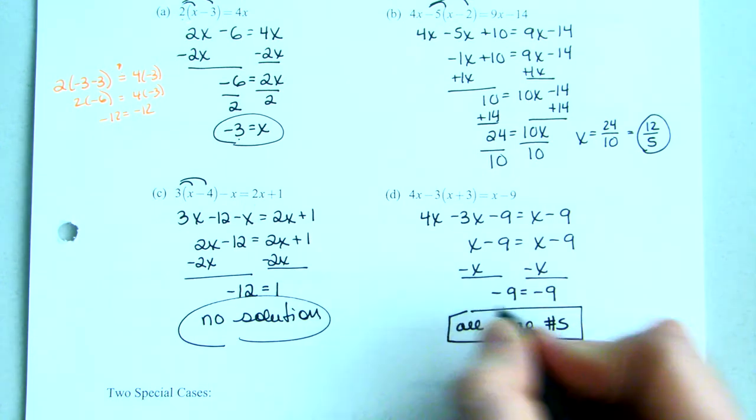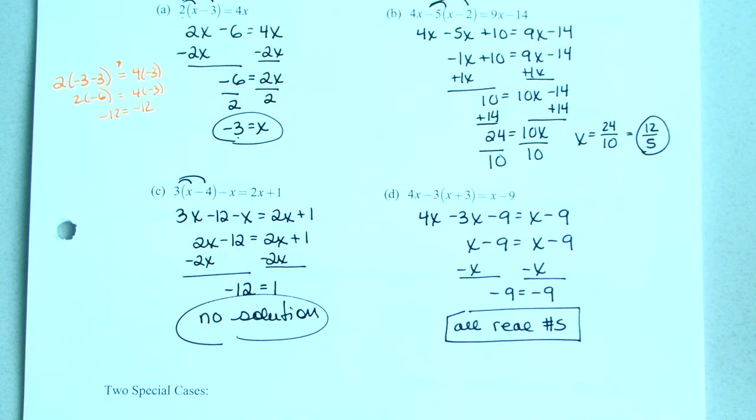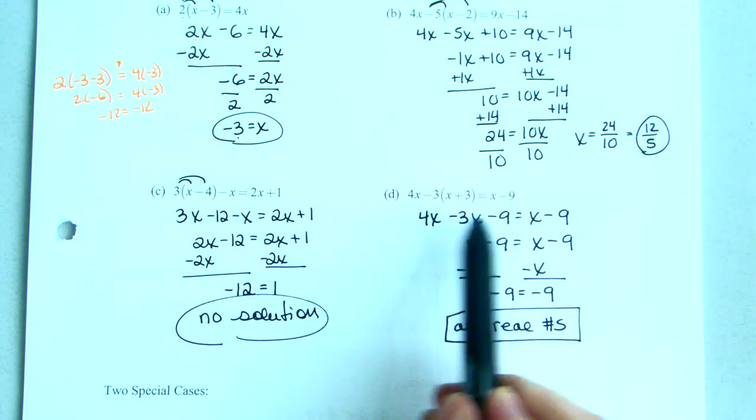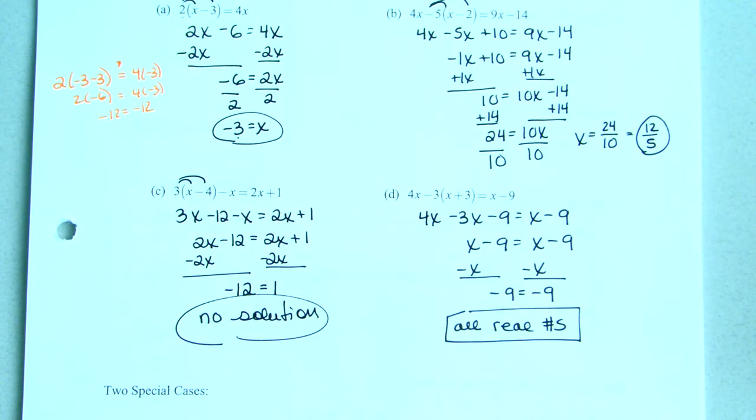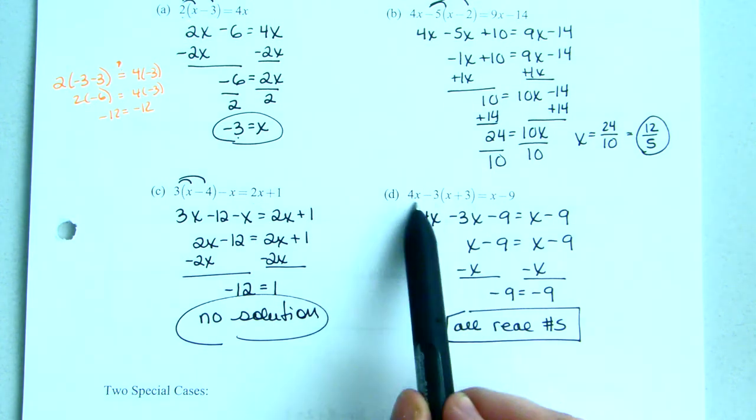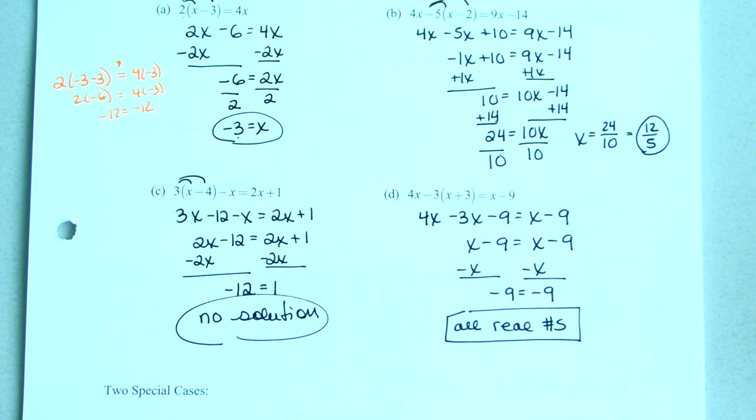My solution is all real numbers, which means any possible number you plug in for x would actually end up making the left side equal the right side. You plug in 1, it'll work. You plug in 52, it'll work. You plug in negative 3.6, it'll work. Any number you plug in on the left will equal what you get plugging in on the right.